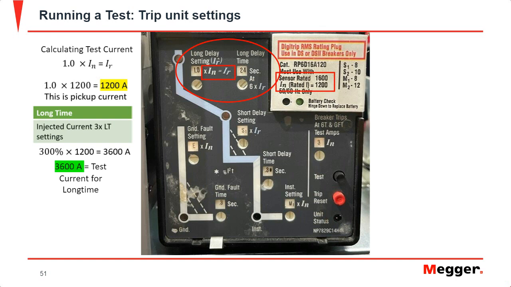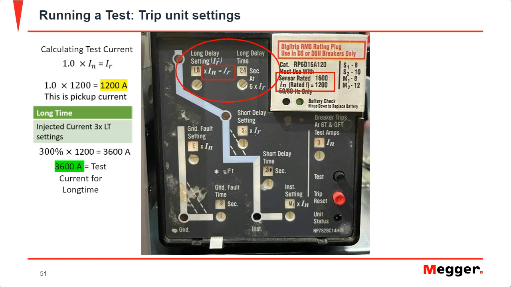So if you were trying to perform a pickup test on this breaker, using a primary injection test set, you would ramp up your current continuously up to 1200 amps. And at 1200 amps, you should see the indicator light here pictured on the bottom right illuminate or start blinking. That's telling you that long time pickup is picking up that test current and it's going to get ready to start timing.